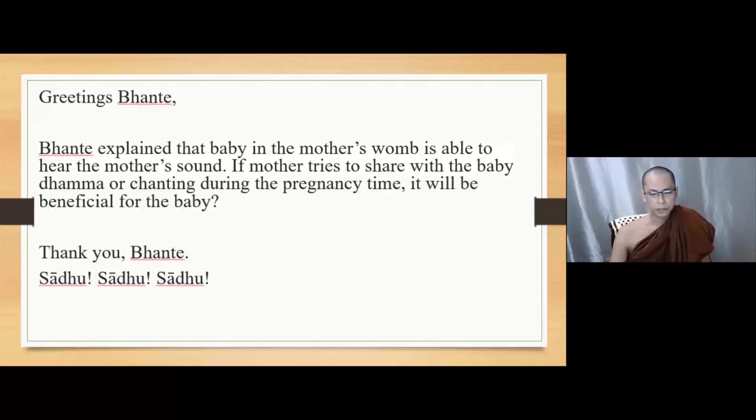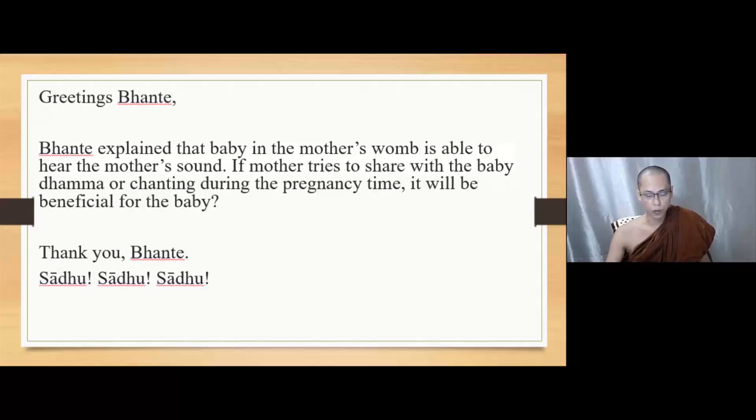Because the baby mostly cannot understand at that moment. But sometimes there are very intelligent babies who have already fulfilled the paramita in many, many lifetimes. So they can sense the Dhamma. And for the ordinary baby, they can receive the mental influence and material influence of the Dhamma related to the mother's mind. So it is beneficial, I think. It is a better way to do that, so chant towards the baby.